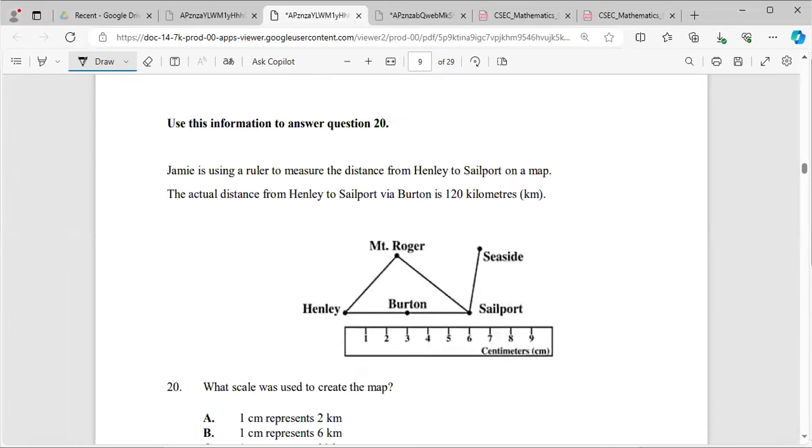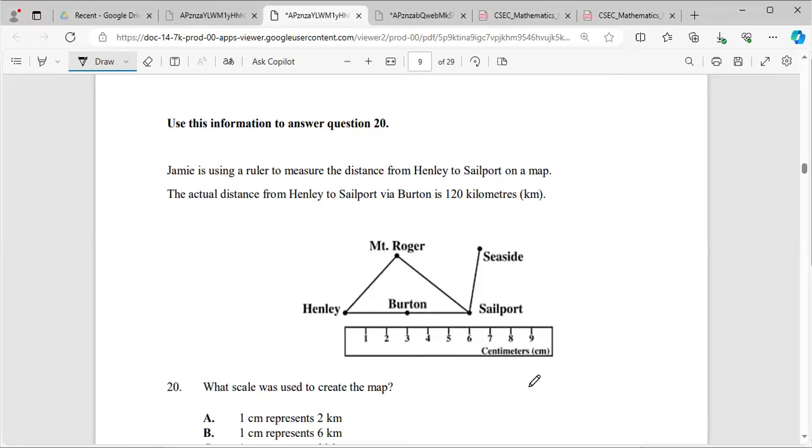It says Jeremy is using a ruler to measure the distance from Henley to Sailport on a map. The actual distance from Henley to Sailport via Burton is 120 kilometers. Yeah, we can do this one. It's 120 kilometers. What scale was used to create the map? So look at it.